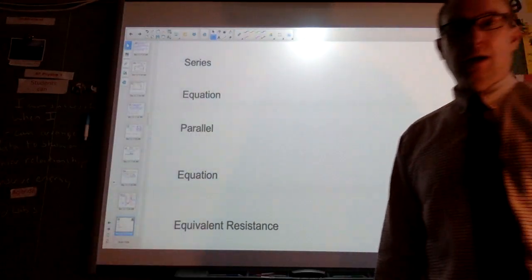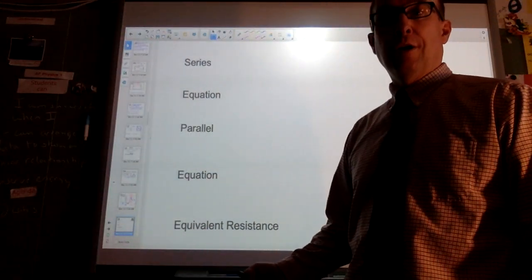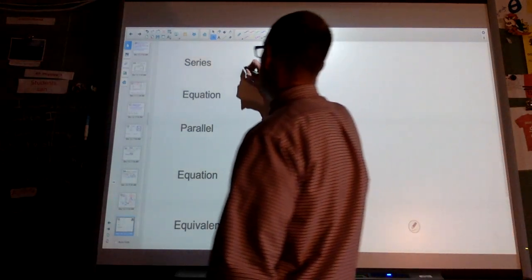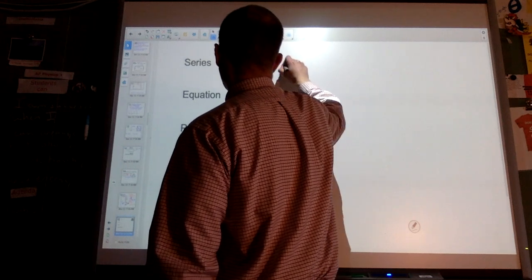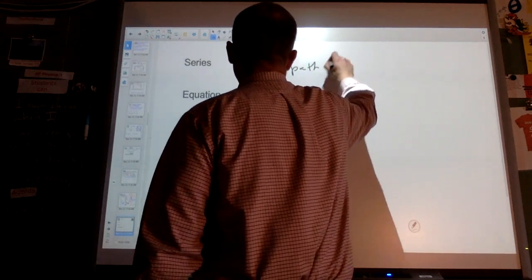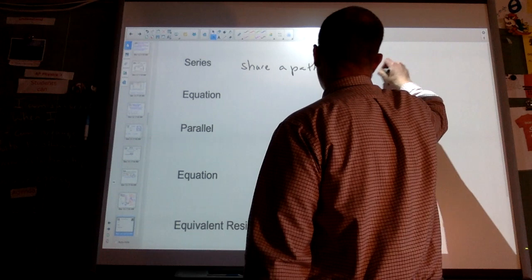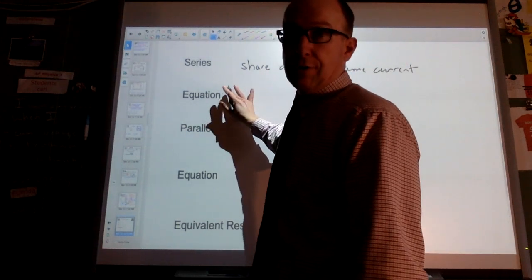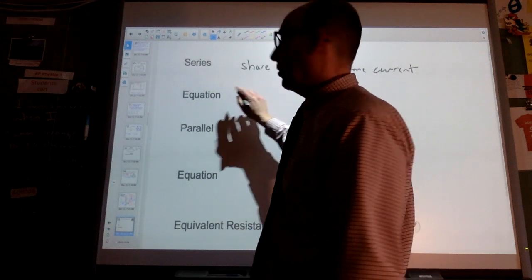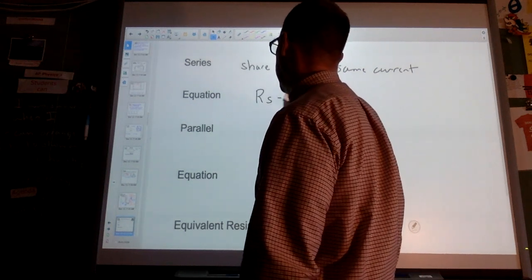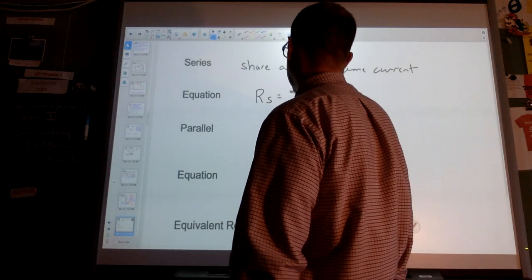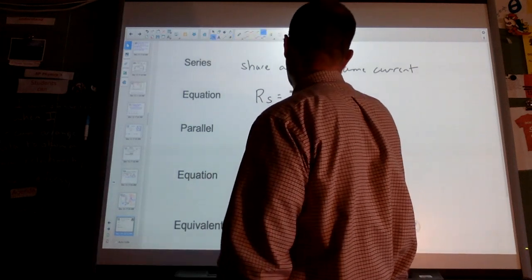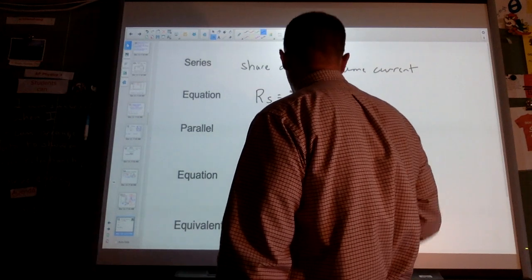All right, so let's review. What does series mean in a circuit? It means that they share a path and that they have the same current. What is the equation for series? I'm going to write it like it is on the equation sheet. And it's going to be R of S is equal to sigma Ri.